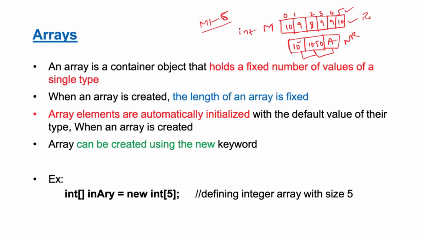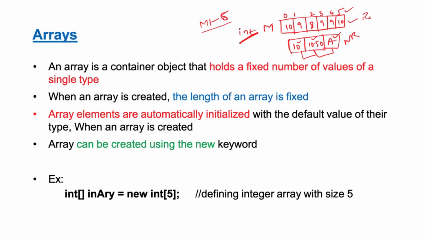This is an integer type, this is a floating point type, this is a character type. But here you can see 10, 9, 8, 9, 9, and 10 are all of the same type, that is integer type. Clear? You understand the point? So that is an array.